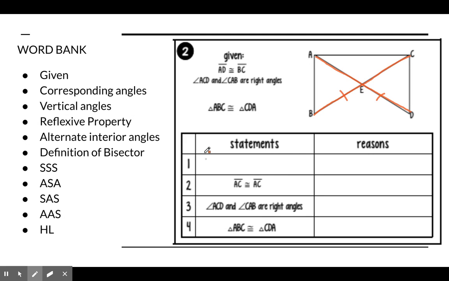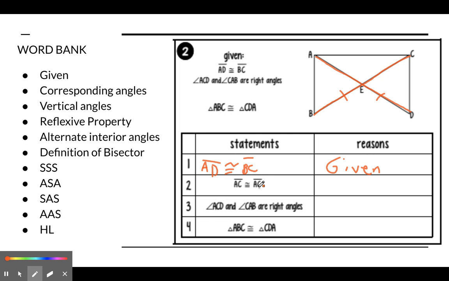We know that that is there. Okay. Also notice that is not written in our first statement. So we know that that is going to be what we should write first. Segment AD is congruent to segment BC. And our reason for that is that because that is given.